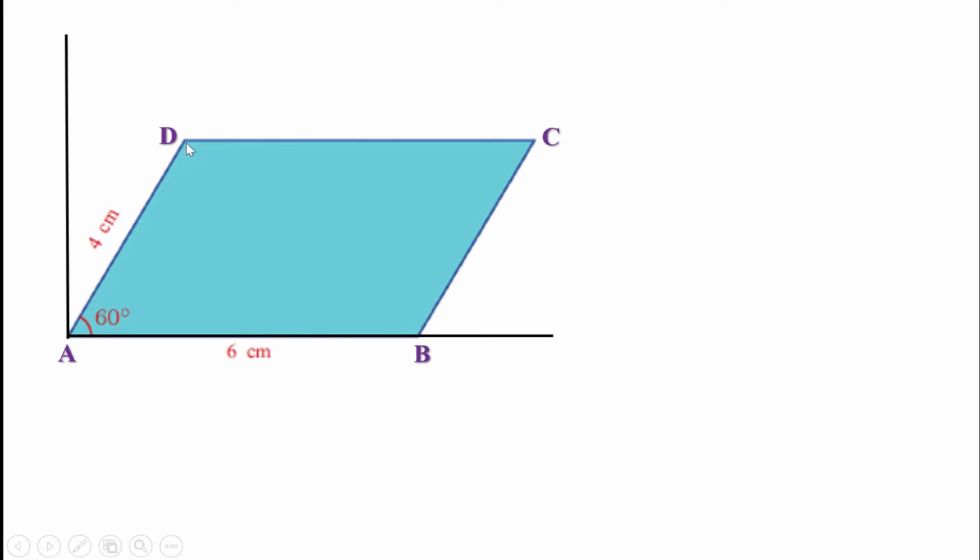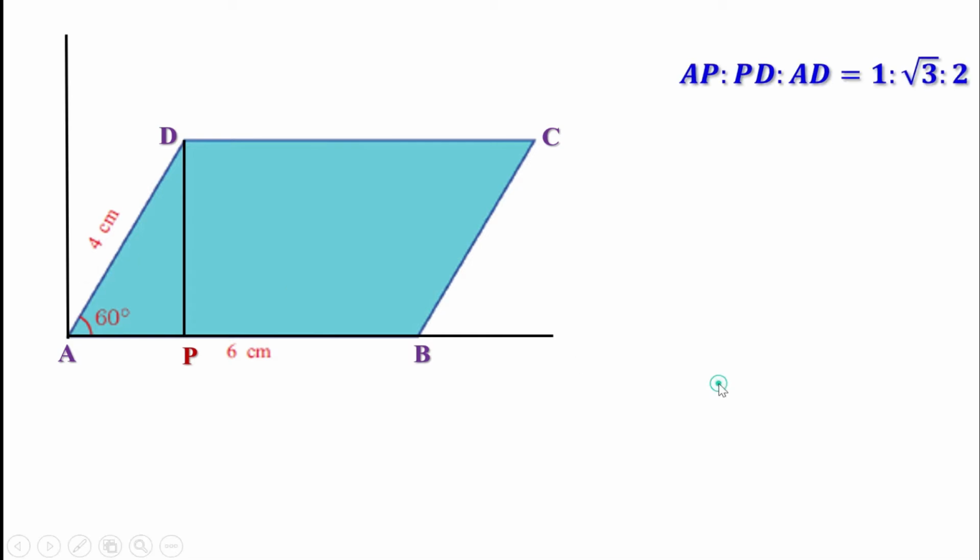Now let us find the coordinates of D. For that, let me draw a perpendicular from D to x-axis. This point is the x-coordinate of D. Let it be P. This is 90 degrees. Since this is 60, this angle is 30 degrees. Therefore, it is a triangle with angles 30, 60, 90. Hence, the ratio of the sides is 1 is to root 3 is to 2. The smallest side is opposite to the smallest angle and largest side is opposite to 90 degrees. Therefore, AP is the smallest side and AD is the largest side. So, we can say AP is to PD is to AD is 1 is to root 3 is to 2.